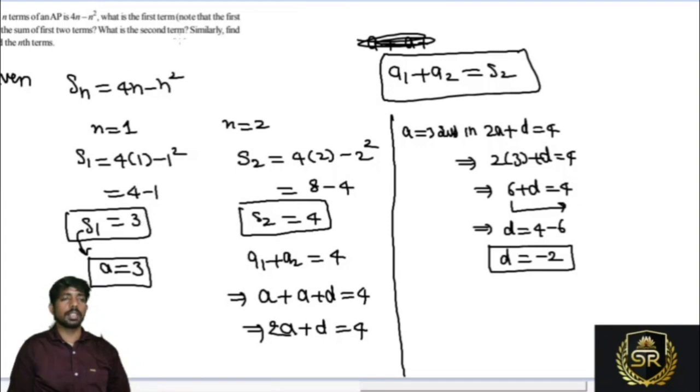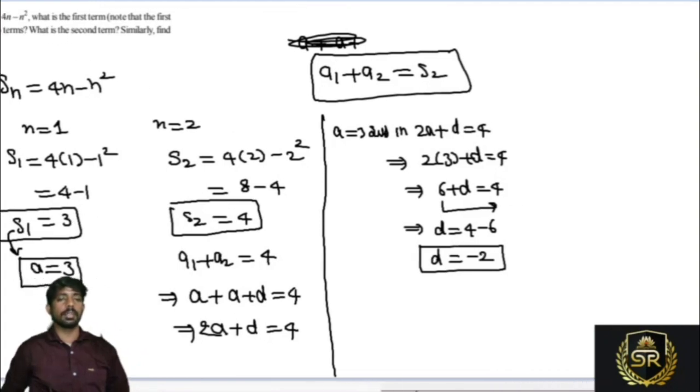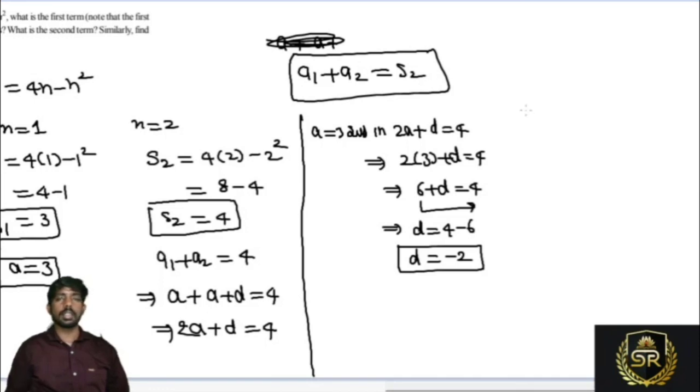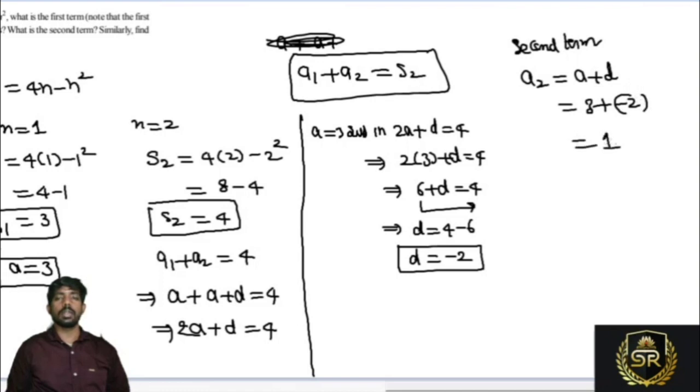Next, what is the second term is asked. What is the second term? Here the second term is a2, a plus d. Second term a2 is a plus d. A is 3, plus d is minus 2. So 3 minus 2 is 1. So the second term is 1. That's all. This is the second term a2.